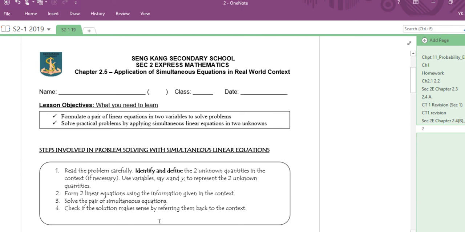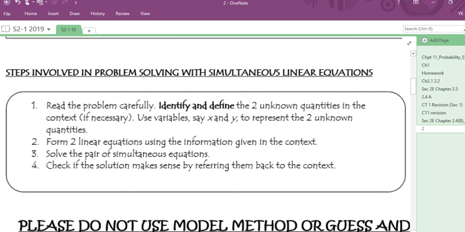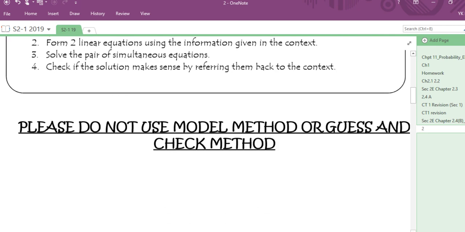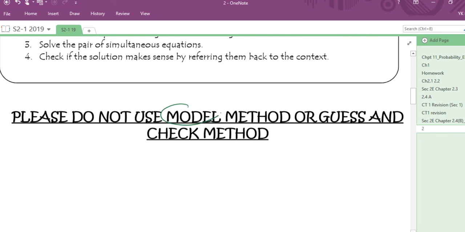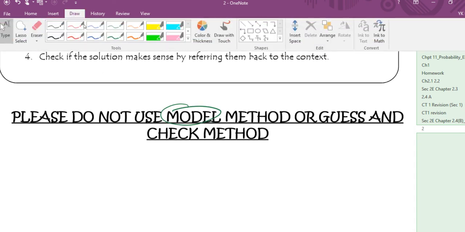You know, I'm going to use simultaneous equation and do not use model method. Can you highlight "do not use model method"?